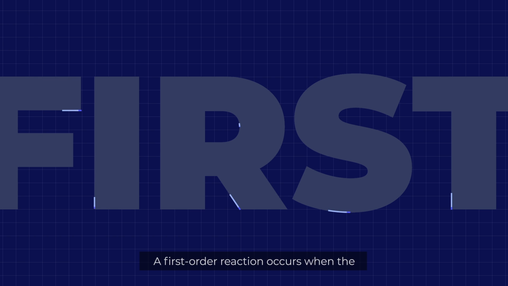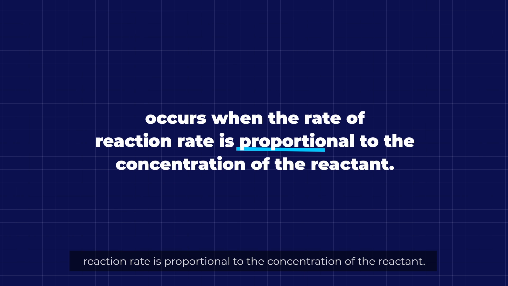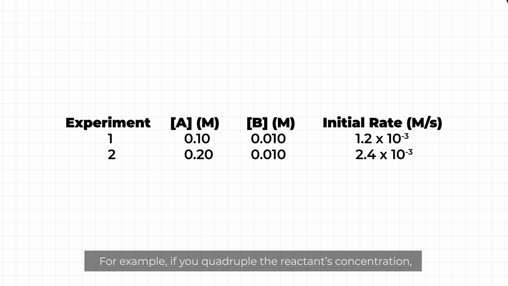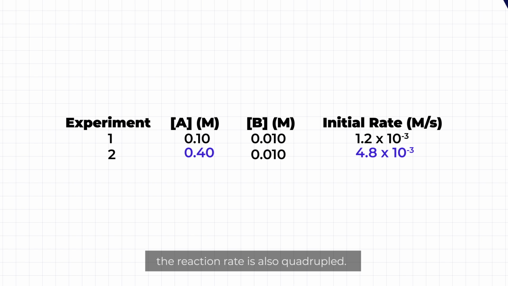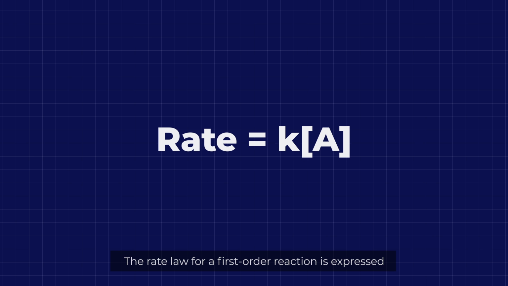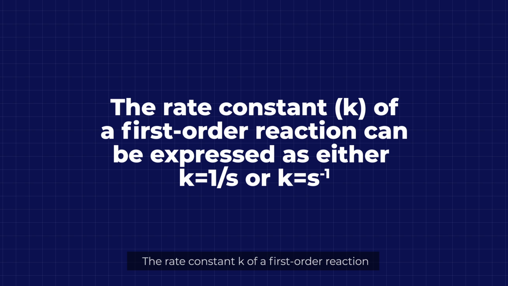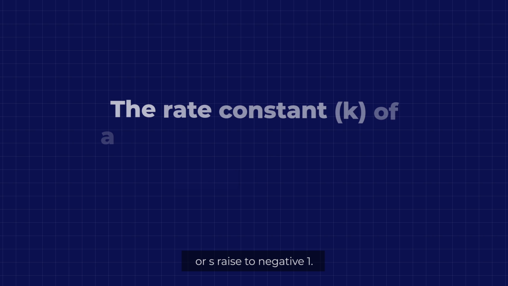A first order reaction occurs when the reaction rate is proportional to the concentration of the reactant. For example, if you quadruple the reactant's concentration, the reaction rate is also quadrupled. The rate law for a first order reaction is expressed as rate is equal to k times [A], wherein x is equal to 1. The rate constant k of a first order reaction can be expressed as either k is equal to 1 over s or k is equal to s raised to negative 1.